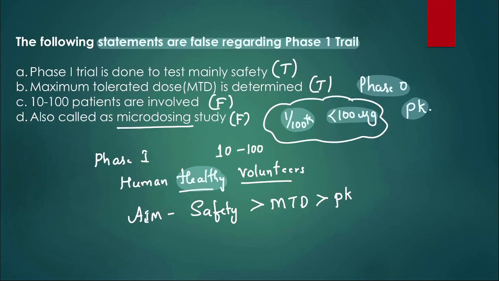So coming to the answer, they are telling us to find out a false statement. Both C and D are false statements.